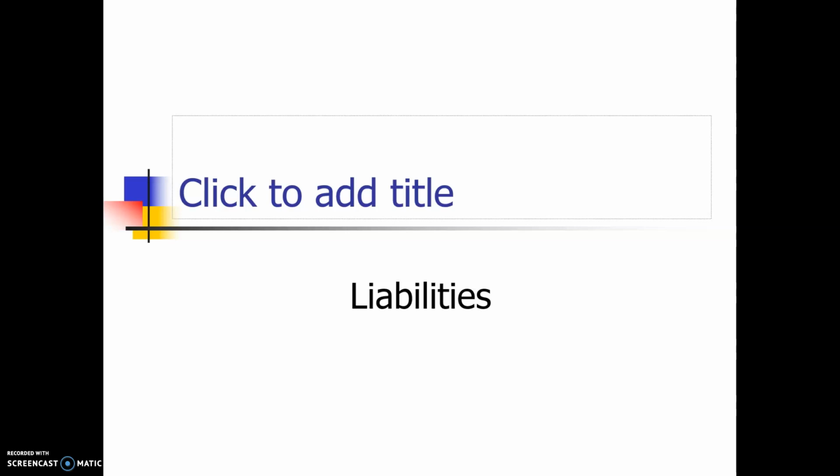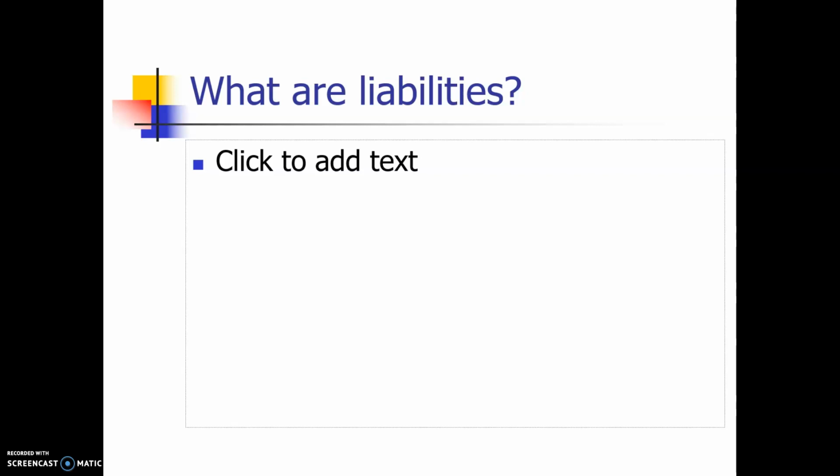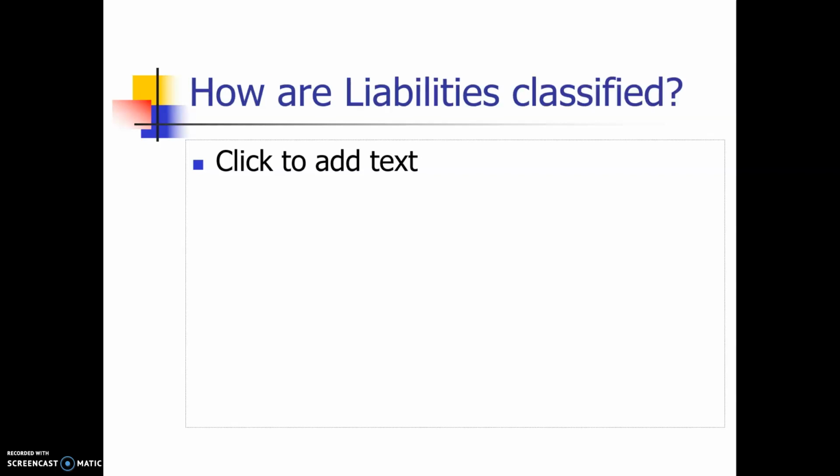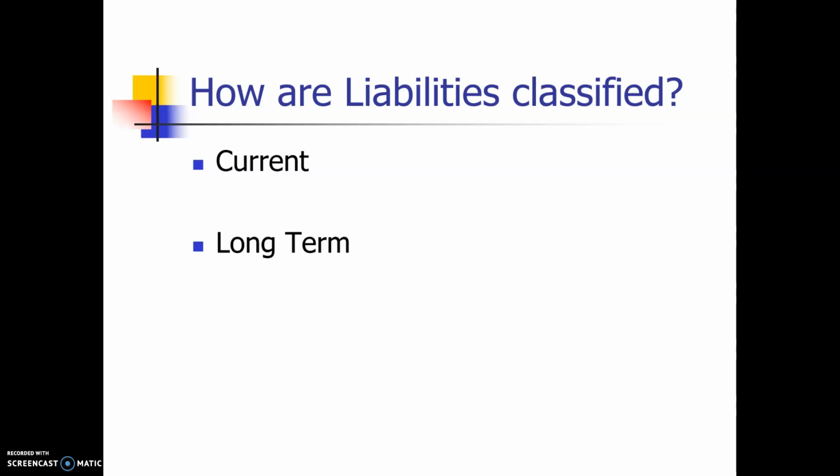All right, now we're going to talk about liabilities. And we learned about liabilities in the first week when we learned about the accounting equation. So liabilities are the debts of the company, the things that the company owes. And we then learned about the classified balance sheet, and we learned that liabilities are classified as current or long-term.